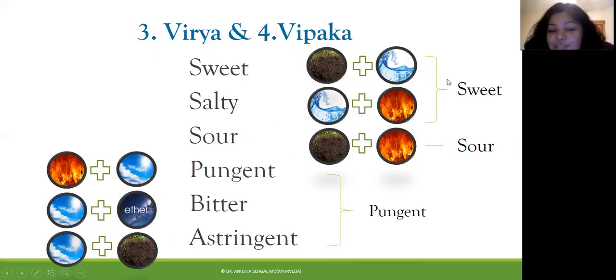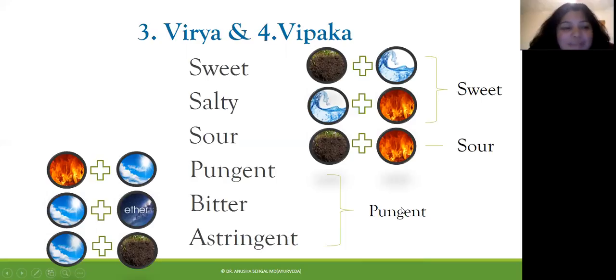That which has the fire element is hot. That which does not have the fire element is cold. Next is looking at the Vipaka. The Vipaka is the post-digestive effect. So just looking at what it changes to, sweet and salty transform to a sweet post-digestive effect, or a Madhura Vipaka. Sour transforms to a sour digestive effect, or Amla Vipaka. And pungent, bitter, and astringent transform to a pungent or Katu Vipaka.